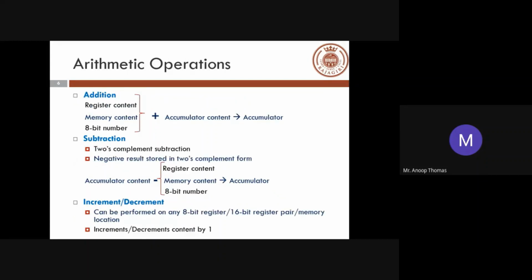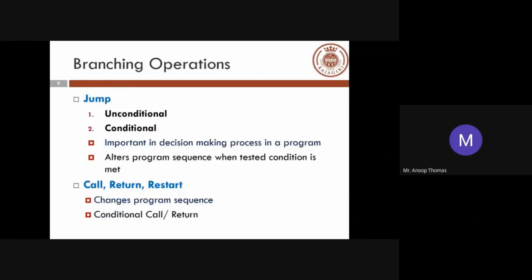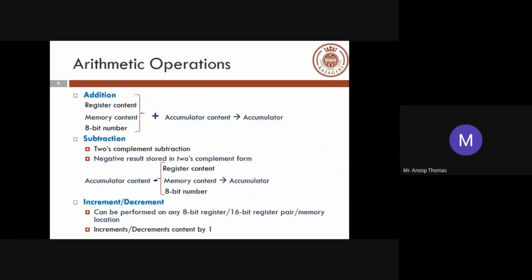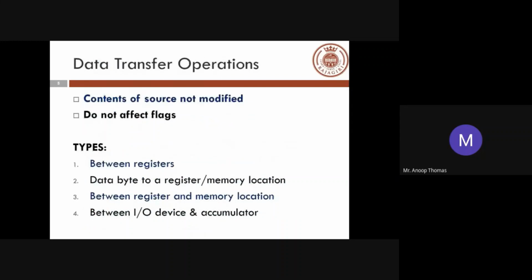Then you have arithmetic operations. So this is the basics of your data transfer operation. We'll explain what the different data transfer operations are. So this is basically your data transfer kind of operations between registers, register and memory, and all.